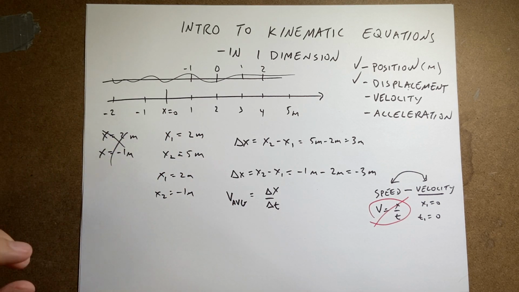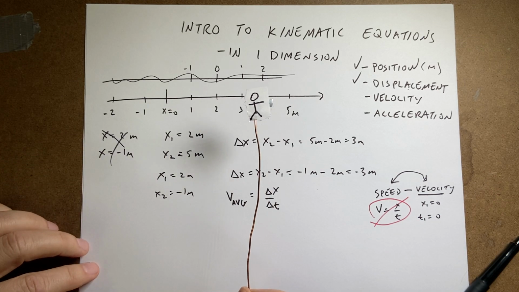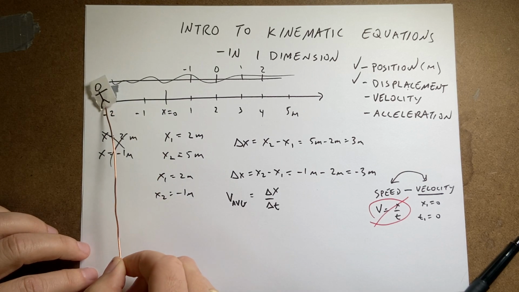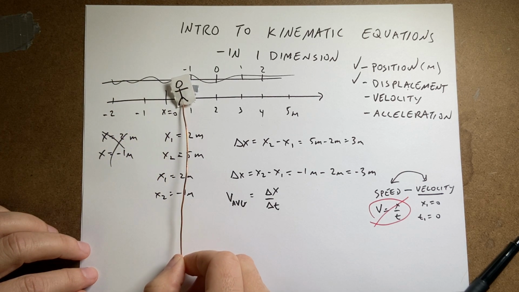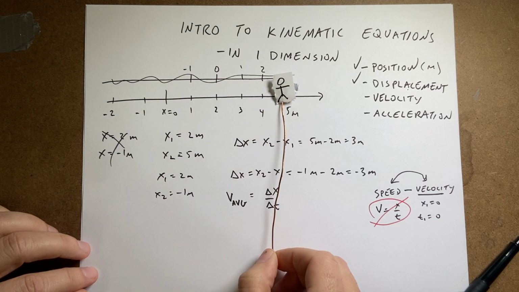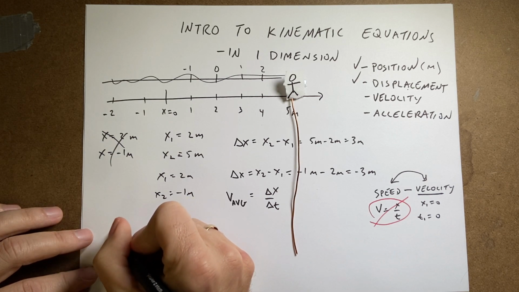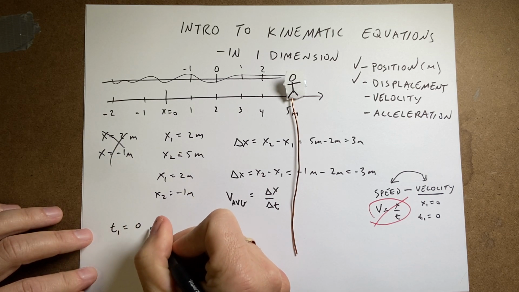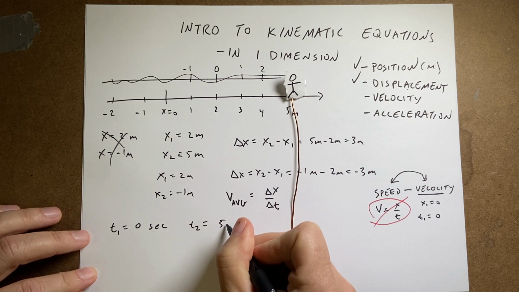Let's calculate the average velocity for this guy. He's going to start right here. It could be a she. I don't know. At -2, and we're going to go 1 1,000, 2 1,000, 3 1,000, 4 1,000, 5 seconds. Okay, so I'm going to write down here t1 equals 0 seconds. I started the clock at 0 seconds. t2 equals 5 seconds.